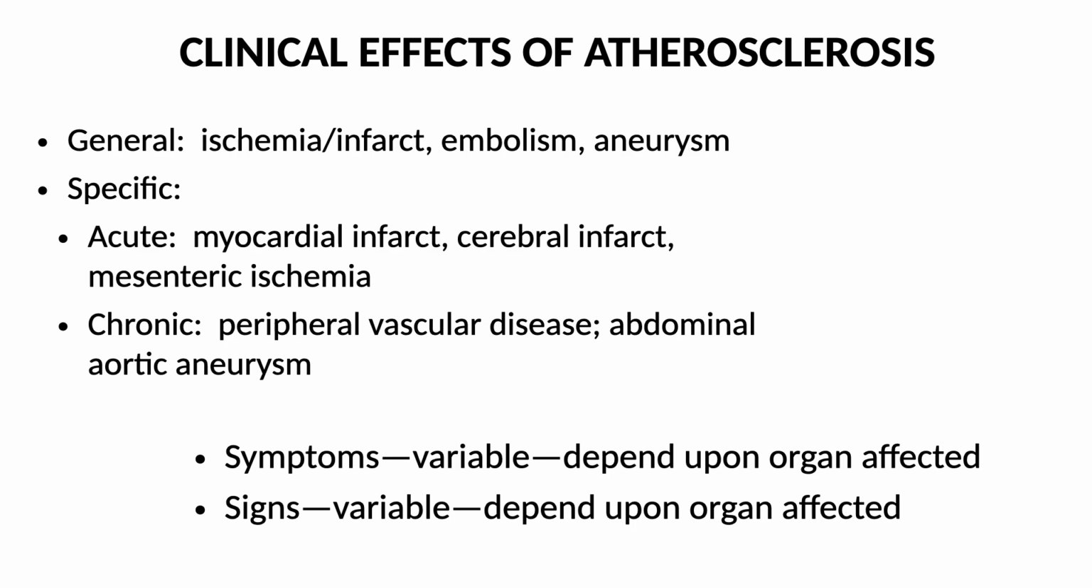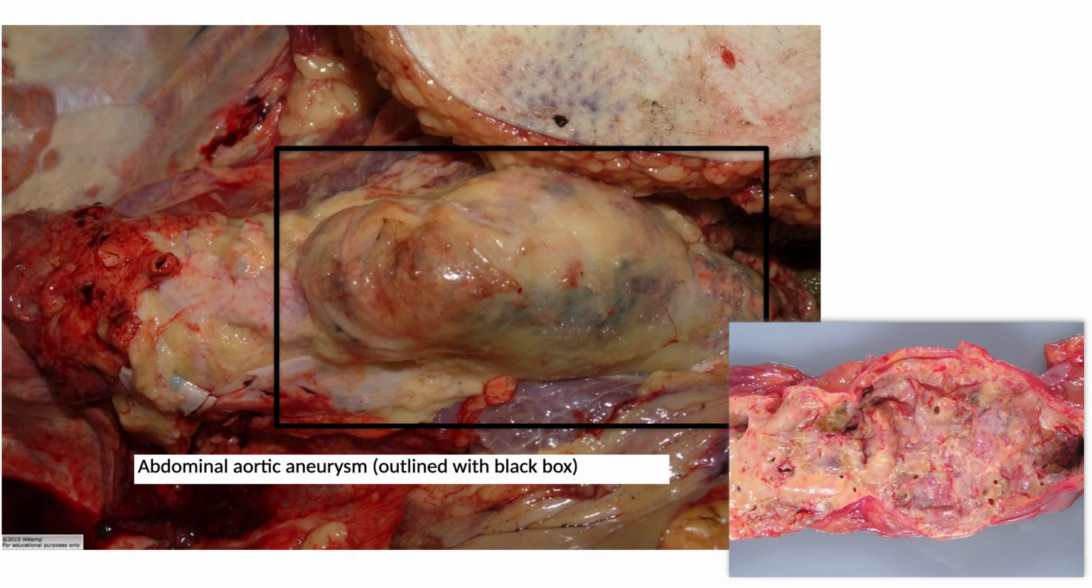And then chronic, you can get peripheral vascular disease, blockage of the femoral, the popliteal, things like that can lead to symptoms, and abdominal aortic aneurysm can be chronic. So the general is just the general mechanisms by which atherosclerosis works, and the specific disease processes are below that. So the symptoms and signs are going to be variable. They're going to depend upon the organ affected. Obviously, the symptoms and signs of a myocardial infarct are different than those of a cerebral infarct.